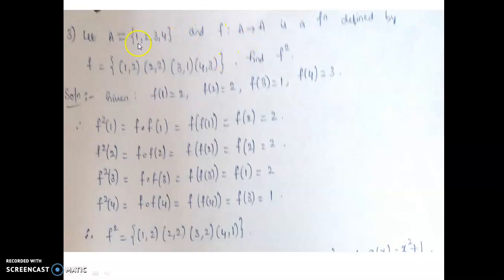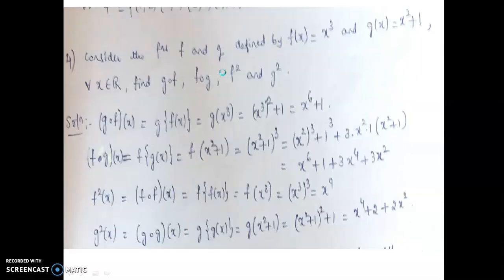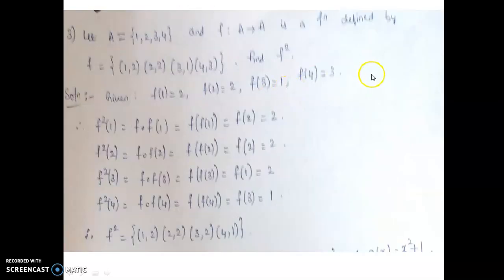Whenever you understand this one: A is equal to {1, 2, 3, 4}. A function f from A to A is defined by f equal to {(1,2), (2,2), (3,1), (4,3)}. Find f square. f square we have to find. f of 1 is equal to 2, because f of 1 is 2. f of 2 is equal to 2. f of 3 is equal to 1. Sorry, f of 4 is equal to 3. Okay, f square means f of 1.